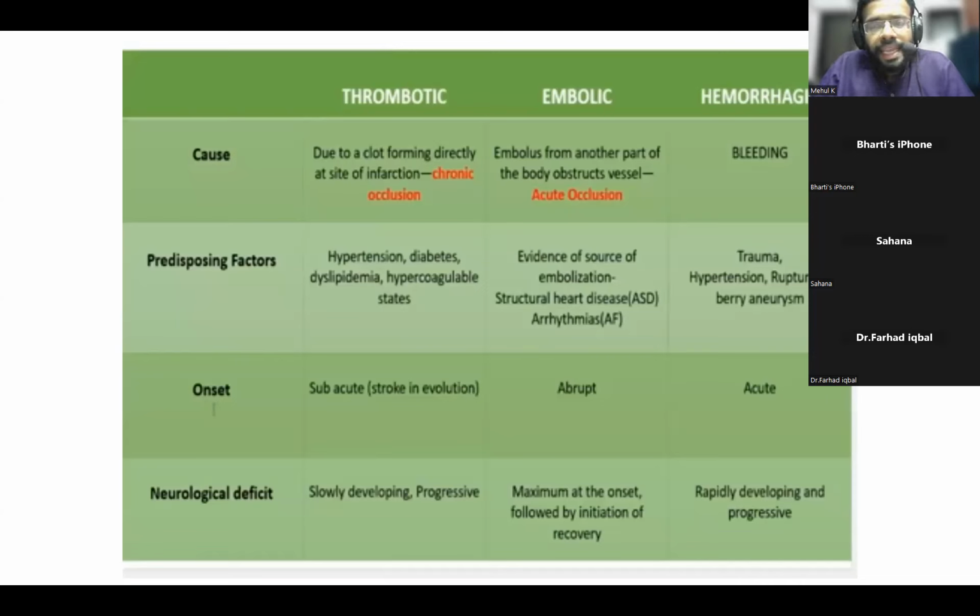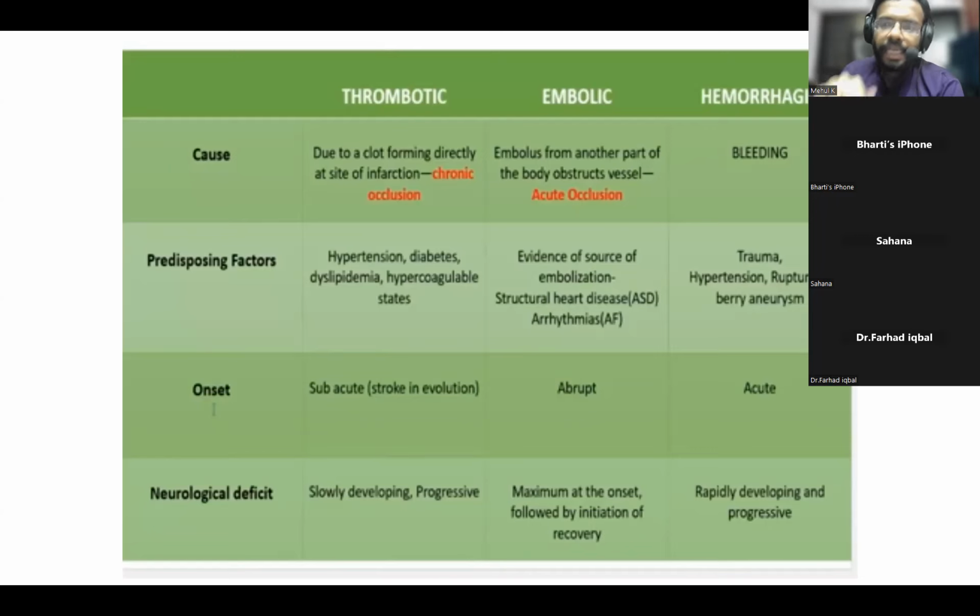Predisposing factors: for thrombotic, any kind of vascular risk factor, like diabetes, hypertension, hyperlipidemia, is a risk factor for thrombotic stroke. For embolic, if you have a source of clot somewhere, like in the heart, such as the patient having mitral stenosis with some clot formation in the left atrial appendage, that can go up to the brain, or the patient is having atrial fibrillation. Once again, atrial fibrillation predisposes to clot formation. In hemorrhagic stroke, it can obviously be due to some kind of trauma. Otherwise, there is usually hypertension as the bigger risk factor.